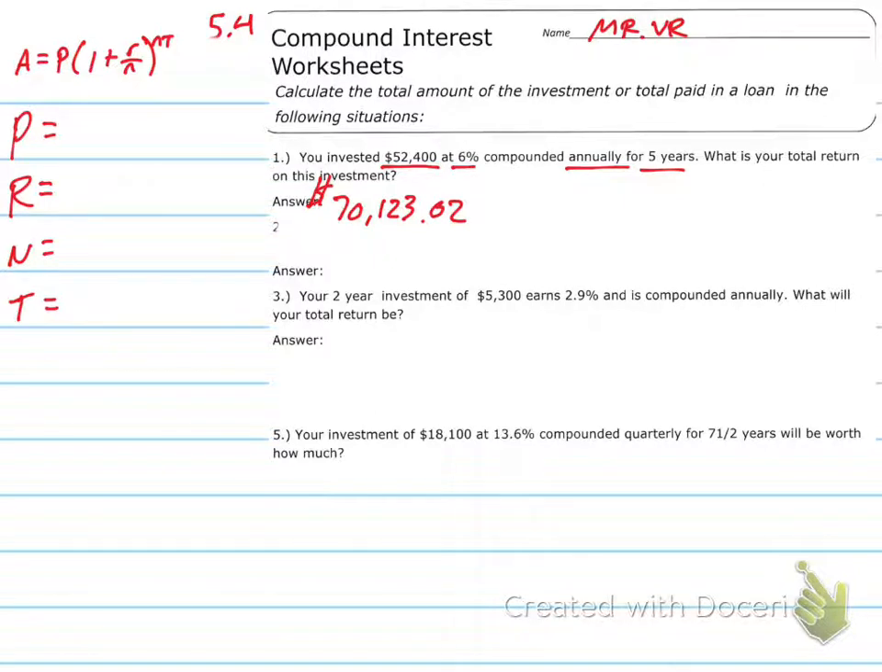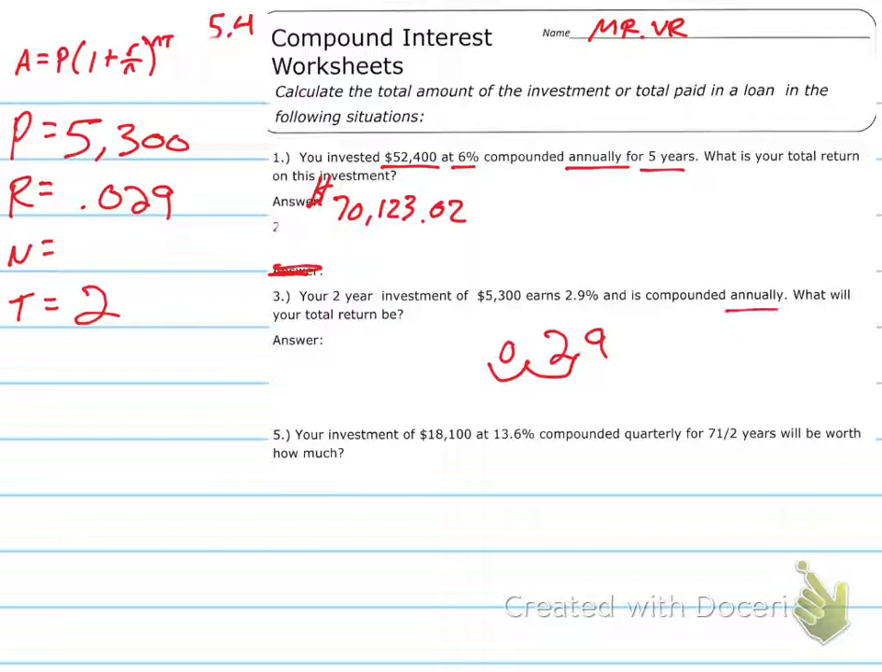And we're going to do the same thing. We're going to look for what our P is. So let's go to number 3. So your 2-year investment. It tells you right there, 2 years. So I'm going to put time, 2 years. It's $5,300. So 5,300. It earns 2.9, so I'm going to move the decimal place over 1, and there's going to be a 0 there, so 0.029. And then it's compounded annually, so that means 1 time per year. Again, I'm going to take this and plug it in.